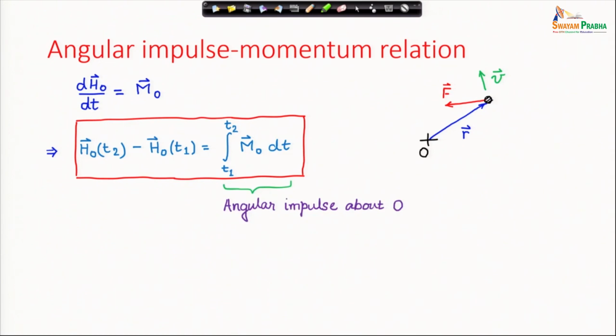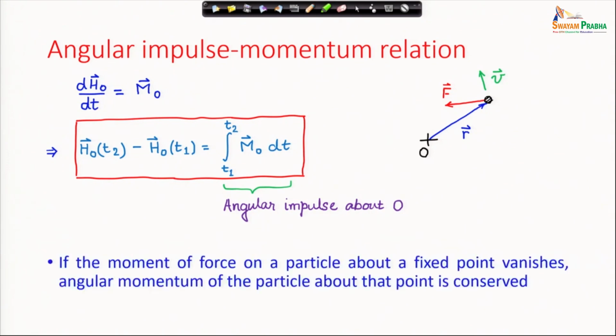Angular impulse about O, it is very important to specify about which point. Angular impulse about O is equal to the change of the angular momentum about O. Therefore, it straightforwardly follows that if the moment of force on a particle about a fixed point vanishes, then angular momentum of the particle about that point is conserved. The straightforward conclusion.